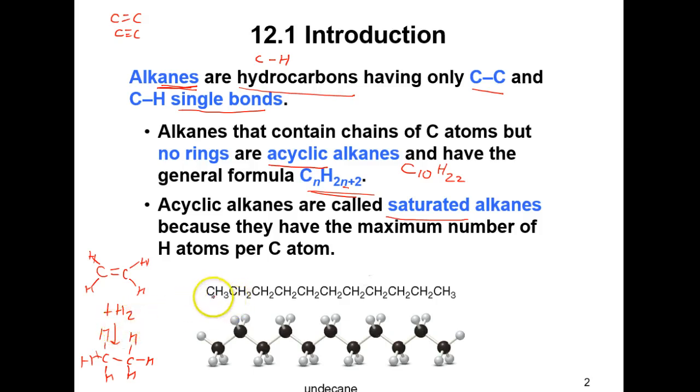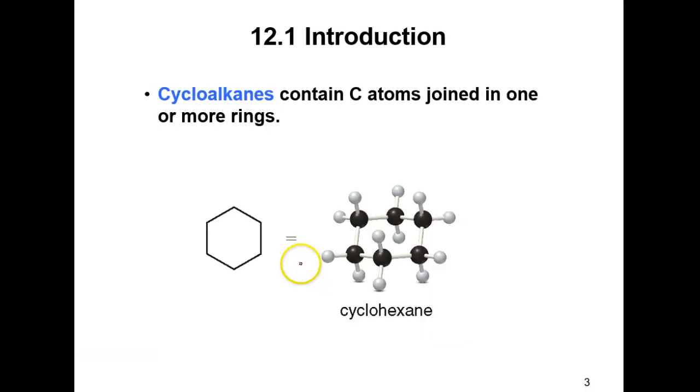So if you have all single bonds, you have the maximum number of hydrogens on your molecule. Here's an example. I think this is 11. Is that right? 1, 2, 3, 4, 5, 6, 7, 8, 9, 10, 11. So this is C11H24. Here's just an example: a very long chain, all saturated, no double or triple bonds, all single bonds.